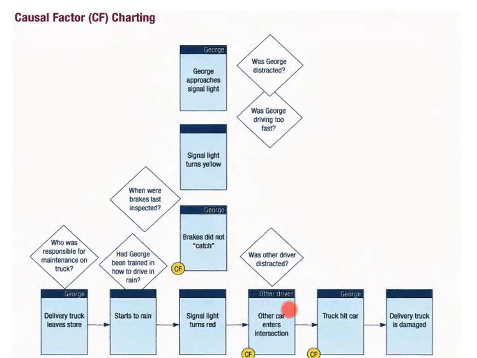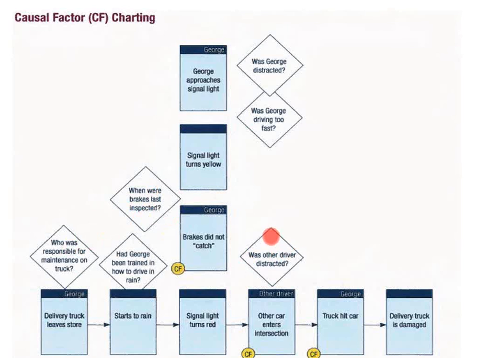As we go through here, I'll go through at least what I feel is one thing they should have included. The first thing is these are the facts: George approaches, the signal light turns yellow. These are the things we know from the data. What these little extra boxes are is the questions you want to ask. Was he distracted? Was he driving too fast? Those are the situational things we have there. And then we have some other parts. The delivery truck leaves the store. Well, who is responsible for the maintenance of the truck? So these are the questions that aren't inherent.